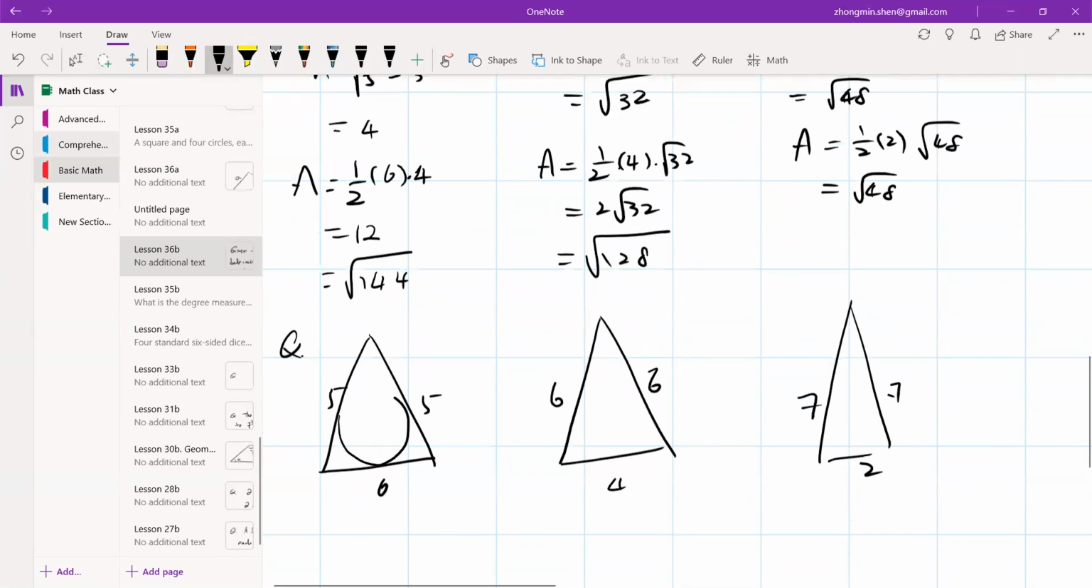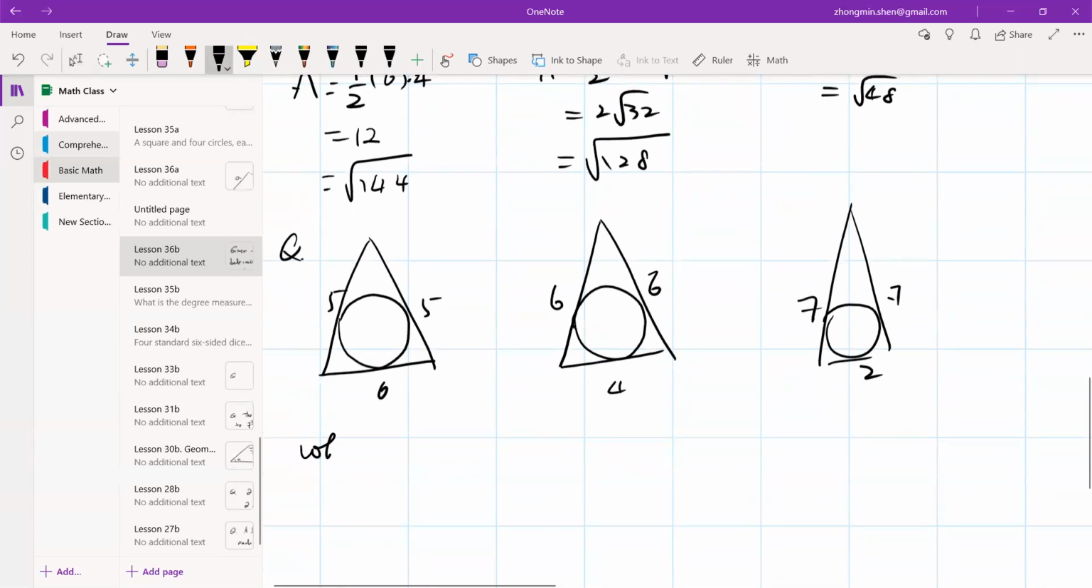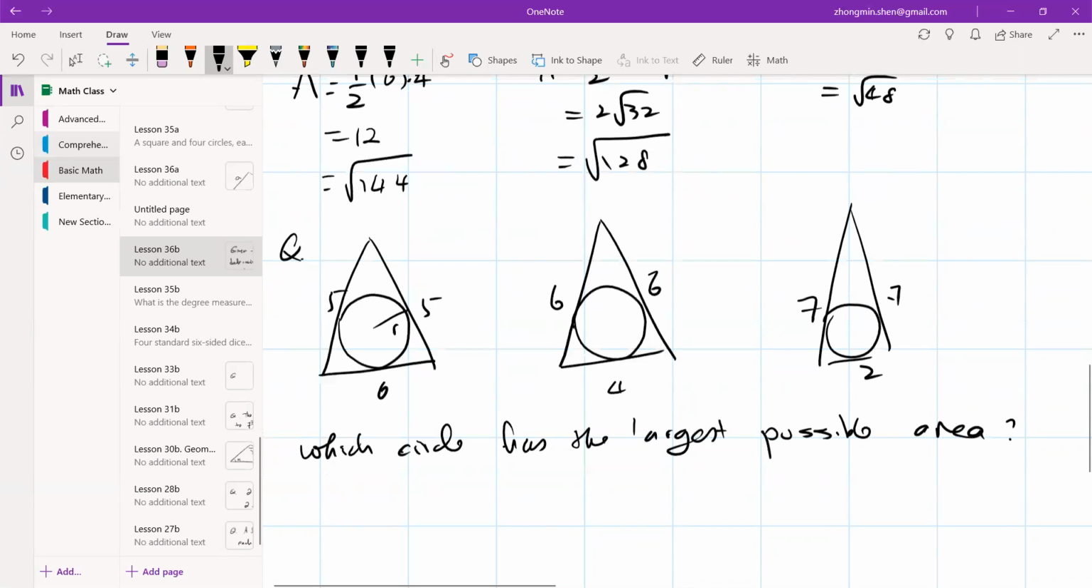I have 3 circles inside. Which circle has the largest area? Largest possible area. Okay. Kevin says the one on the left. I agree with Kevin. Now we know that, so we just need to know which one has the largest radius, right?